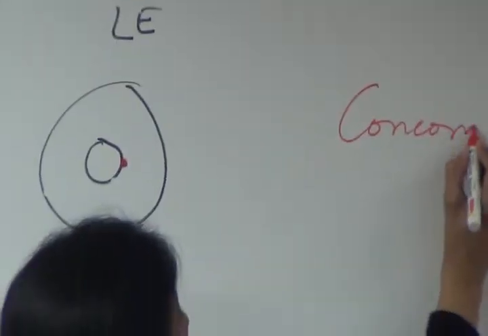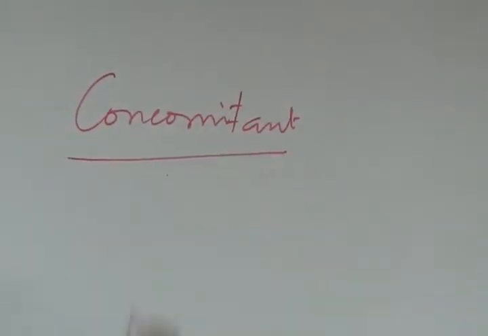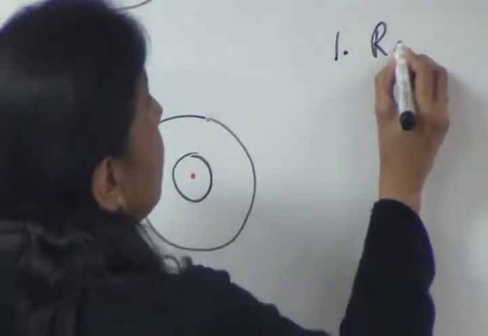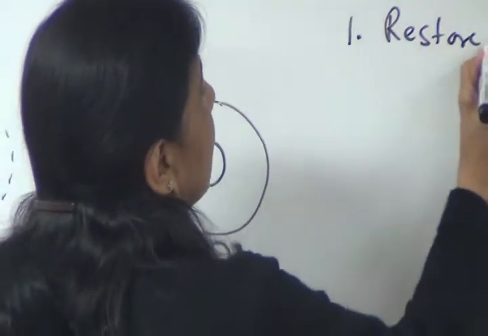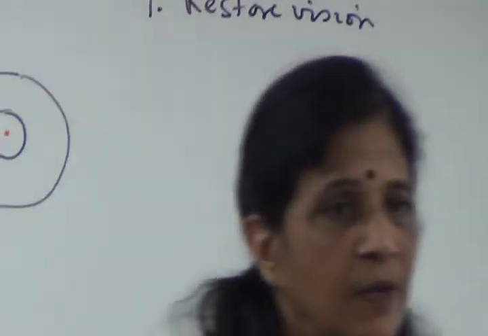So, the treatment for a concomitant or a non-paralytic squint, the basic principles I am telling you. The first aim is to restore vision. If it is poor, restore vision. How can you restore vision?